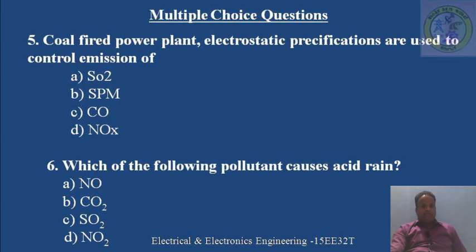Next question. Coal-fired power plants: electrostatic precipitators are used to control emission of.